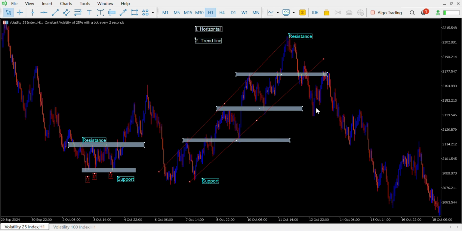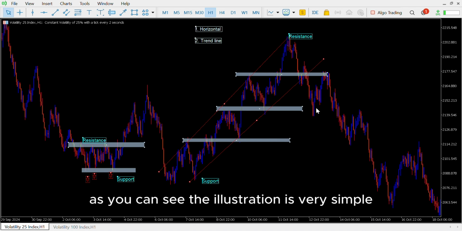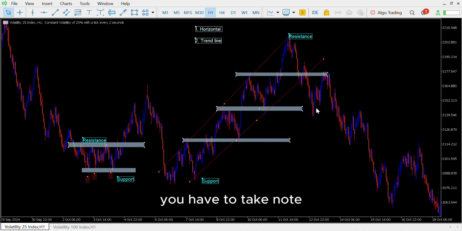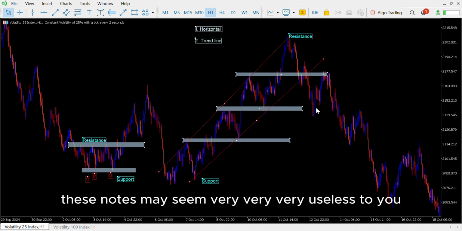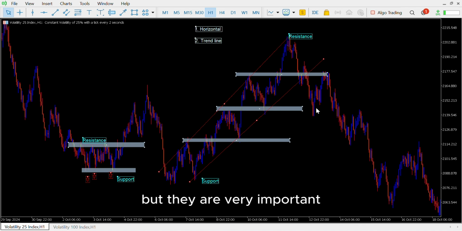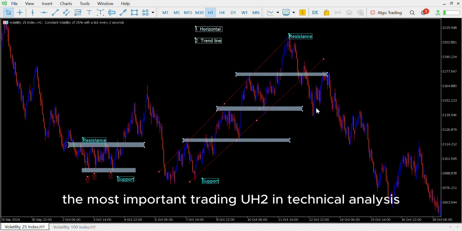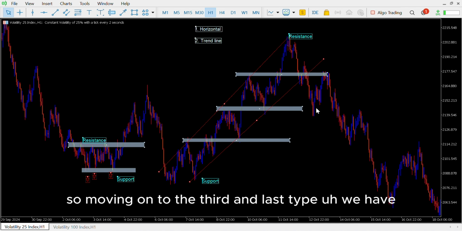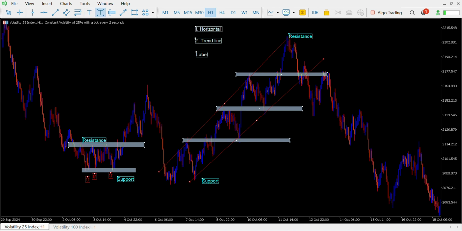Right. This is quite simple. As you can see, the illustration is very simple. You have to take note. These notes may seem very useless to you, but they are very important. This is arguably the most important trading tool in technical analysis. So moving on to the third and last type, we have the psychological.